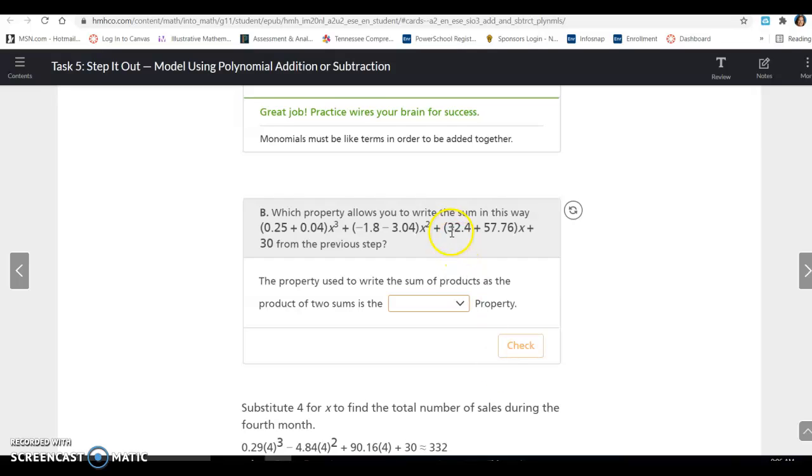Which property allows you to write the sum in this way? So this property here, that's the distributive property. Yes, the property used to write the sum of products as the product of two sums is the distributive property.